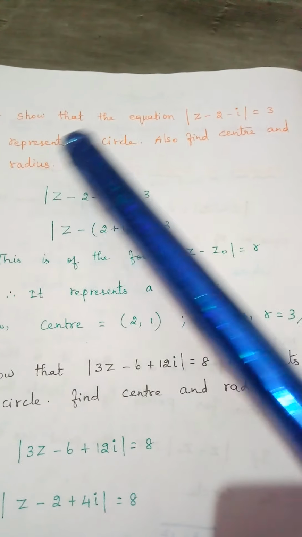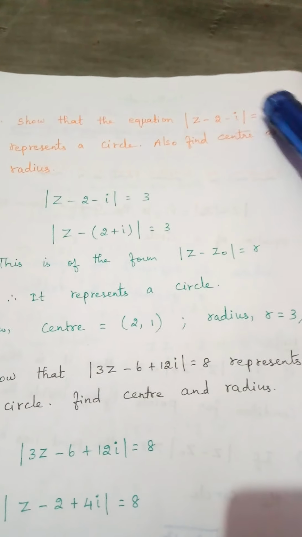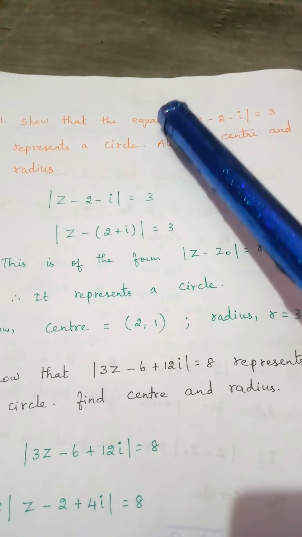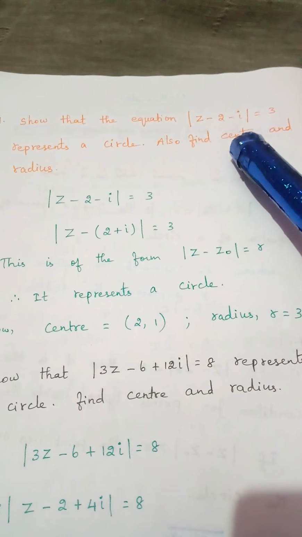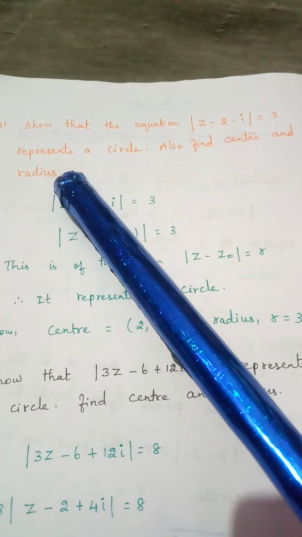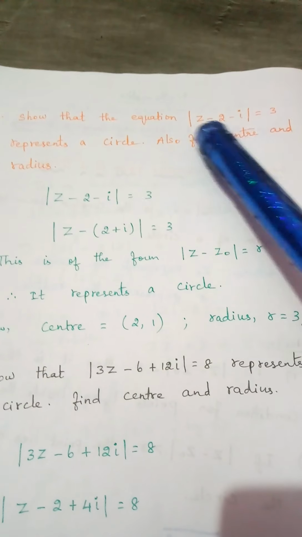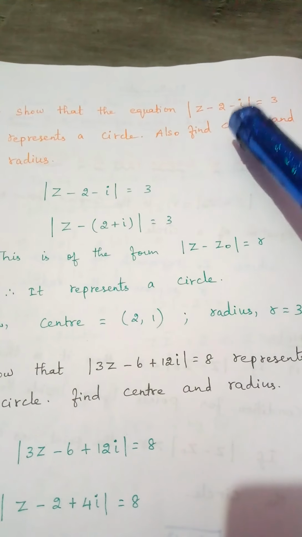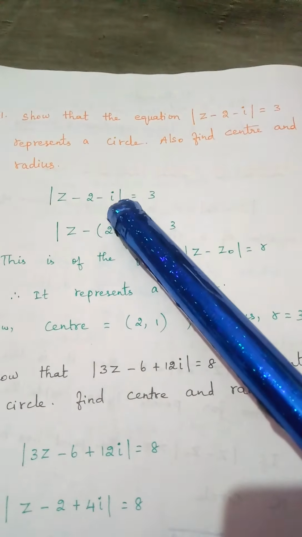Again, see the question properly. This is the equation given. We need to prove that this equation is nothing but a circle, and also we have to calculate what is the center and radius. So what is given in the question, I am taking here. The equation I am writing.